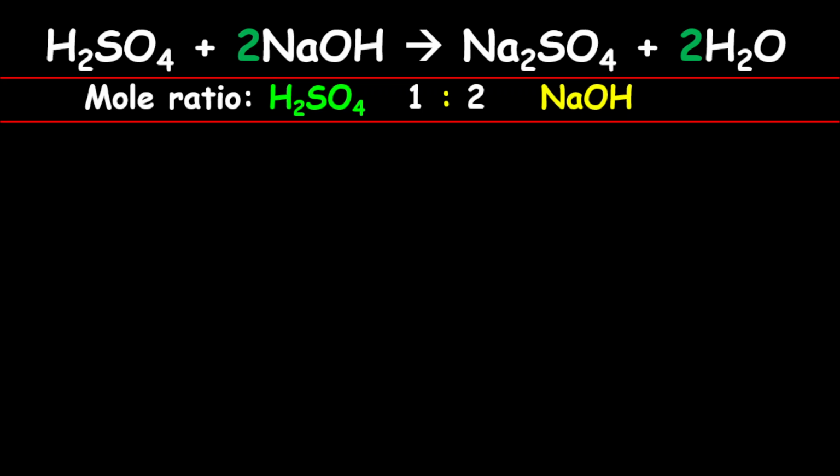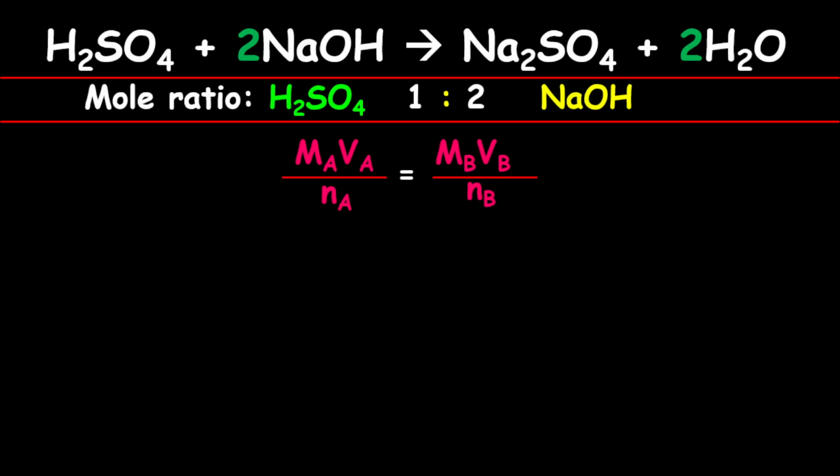Now let us quickly remind you of the formula. The formula is MaVa divided by Na equals MbVb divided by Nb. M is the molarity, V is the volume, N is the number of moles from the balanced chemical equation or the molar ratio. A represents acid and B represents the base.